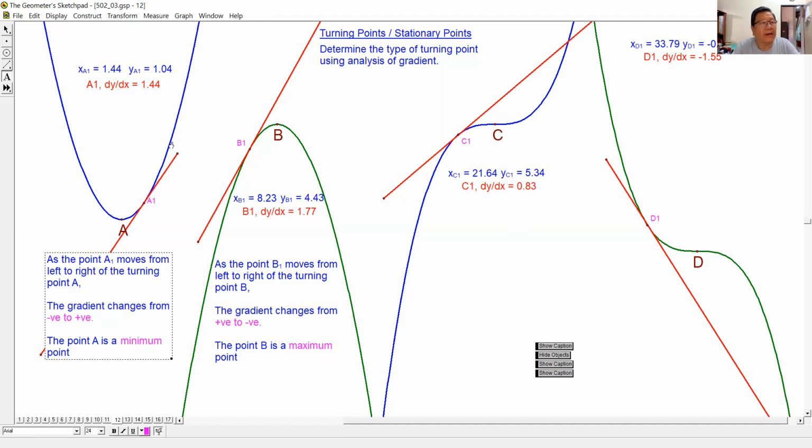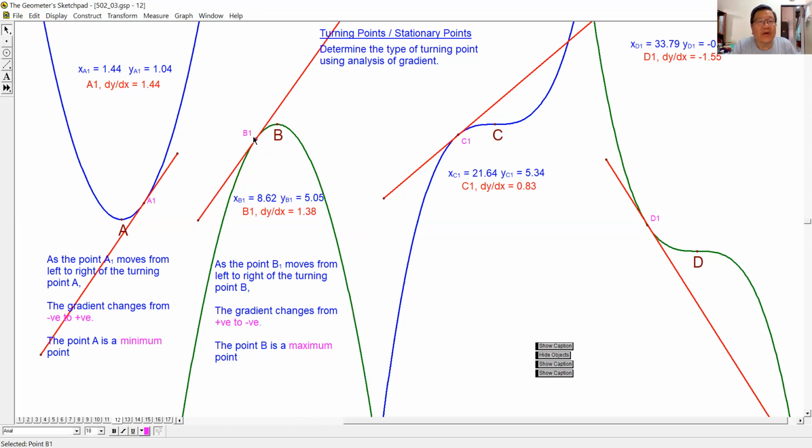Can you understand what I have written here? Can or cannot? Can, teacher. Okay. Now we go on to this curve B. The turning point is B here. So I take a point B1 on the left. We always start from the left because left is small. Small to big. The x is small to x is big.